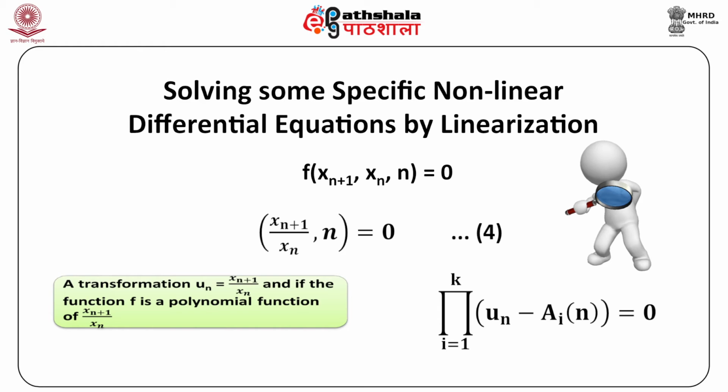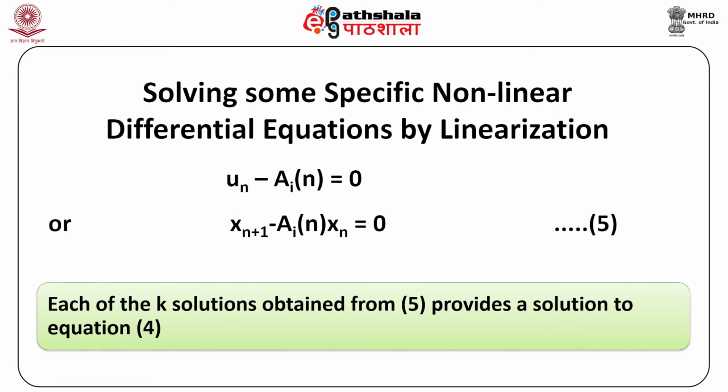We use a transformation u_n = x_{n+1}/x_n, and if the function f is a polynomial function of x_{n+1}/x_n, then 4 can be rewritten as the product for i from 1 to k of (u_n - a_i(n)) equal to 0, where a_i(n) is a known function of n and k is the order of the polynomial function in u_n. The solution to this system is often obtained by solving u_n - a_i(n) = 0 and x_{n+1} - a_i(n) x_n = 0, which is equation 5.